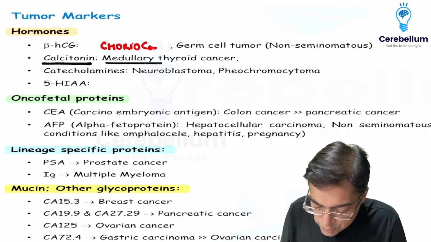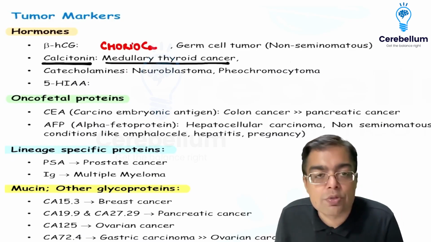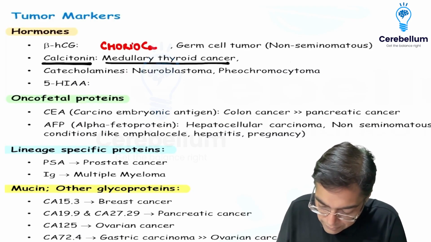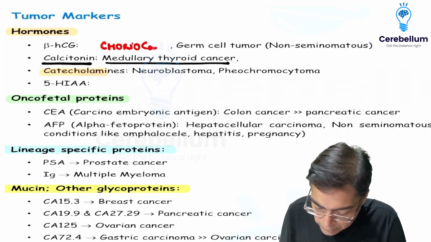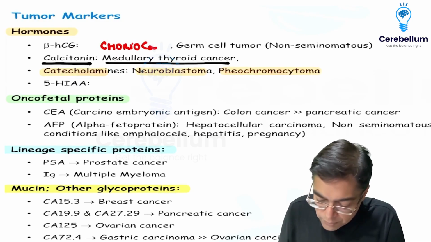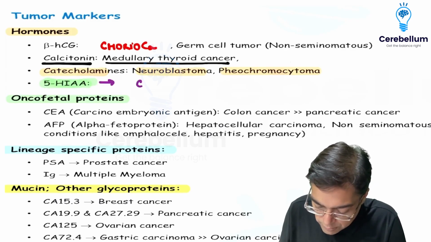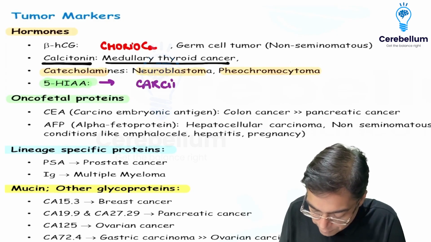Calcitonin is going to be seen in case of medullary thyroid cancer, also in association with MEN syndrome. Whenever we are talking about catecholamines, they are going to be associated with tumors like neuroblastoma and pheochromocytoma. 5-HIAA, which some of you may remember was asked to you as a screening exam question, is seen in a patient suffering from carcinoid tumor.